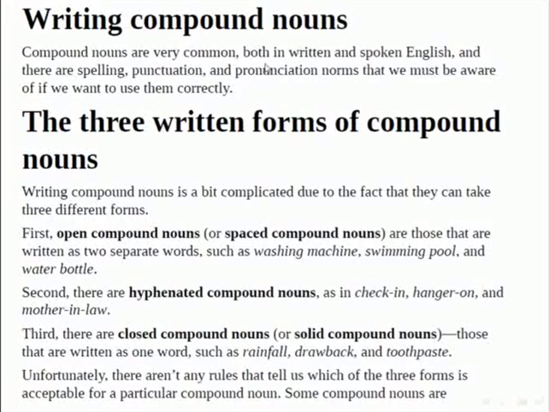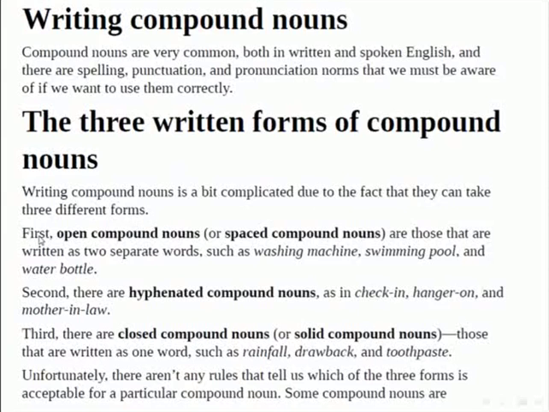So writing compound nouns, how we write them in a sentence. All together or separated with a hyphen or just separated without anything, sorry. Now compound nouns are very common both in written and spoken English, and there are spelling, punctuation and pronunciation norms that we must be aware of if we want to use them correctly. Now the three written forms of compound nouns. So there are three ways for writing compound nouns. Writing compound nouns is a bit complicated due to the fact that they can take three different forms.